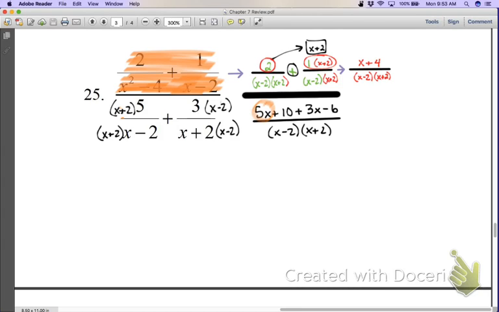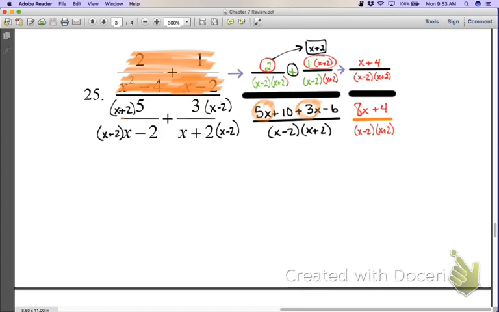Now I'm going to combine like terms, so I'm going to combine here and there. So then on my bottom side of my fraction, I'm going to have 8x plus 4 over x minus 2 and x plus 2.